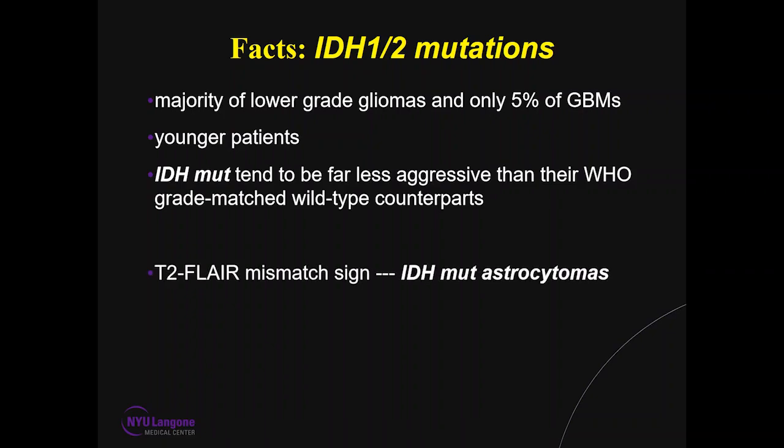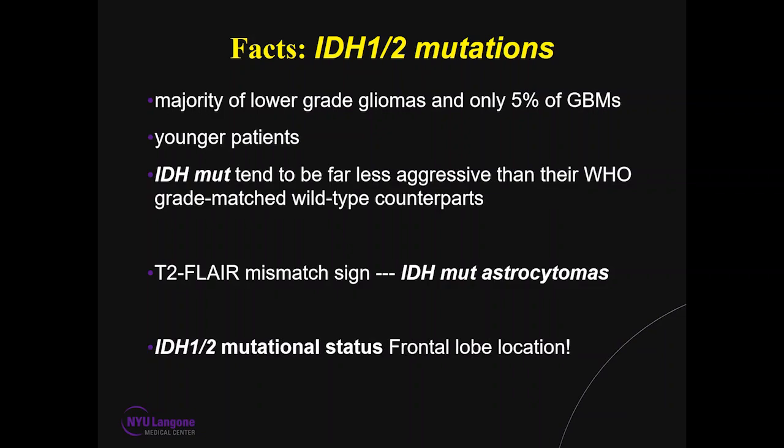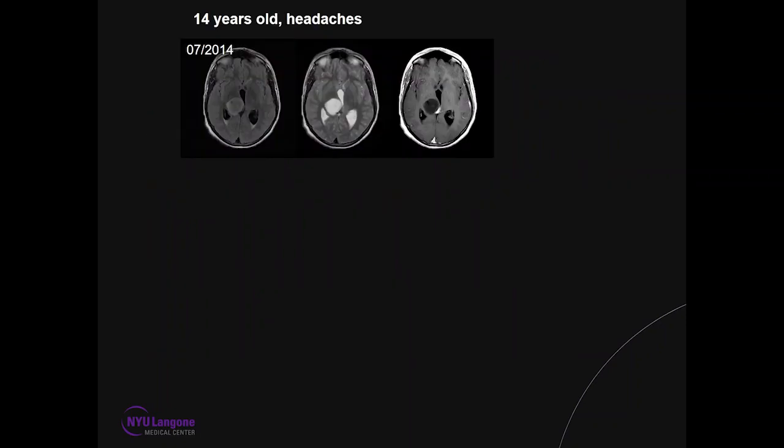T2 FLAIR mismatch sign, if you see that, almost 100% positive predictive value or specificity for IDH mutated astrocytomas, but the sign is not seen in all of the IDH mutated astrocytomas, only in a smaller subgroup of around 15 to 20% of the cases. And again, another important aspect, IDH mutated tumors have a preference for the frontal lobe. Majority of the frontal lobe tumors are going to be IDH mutated tumors, especially in younger patients.